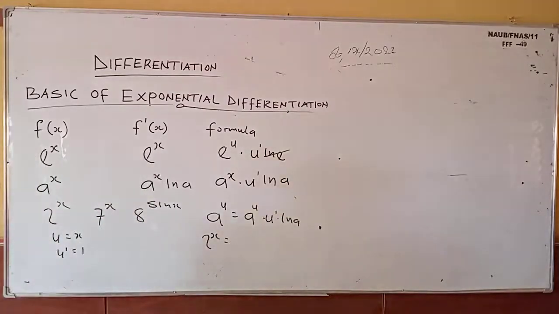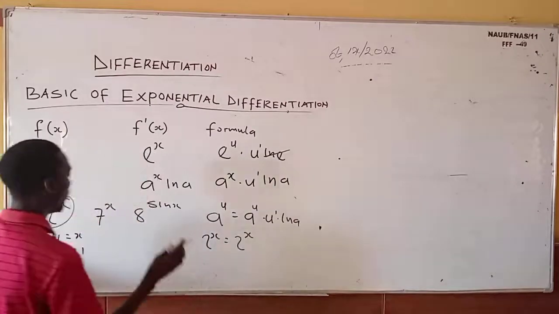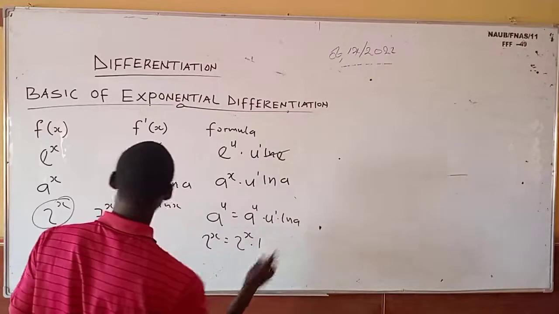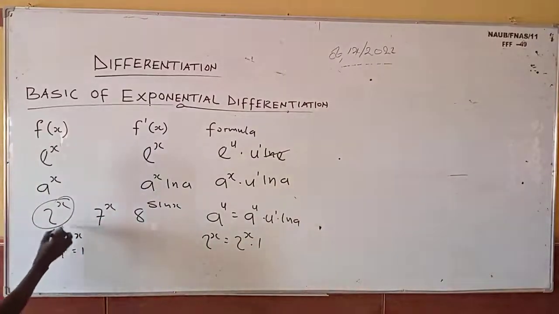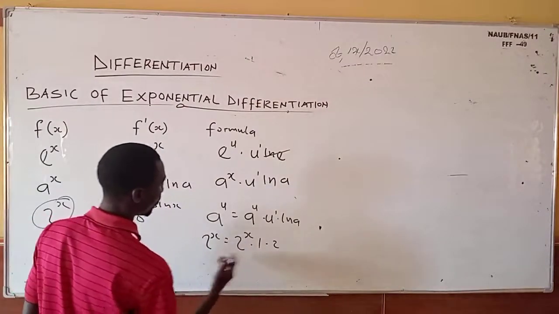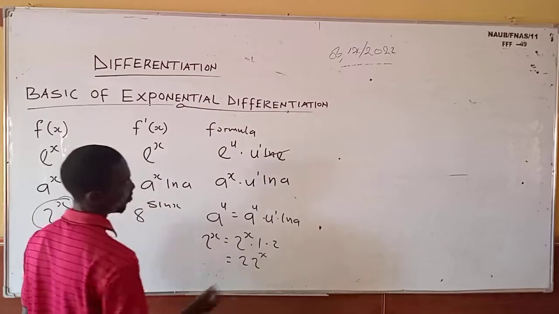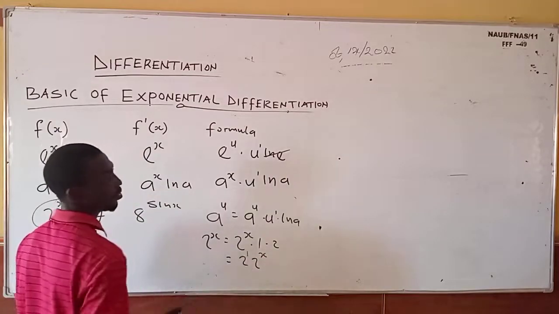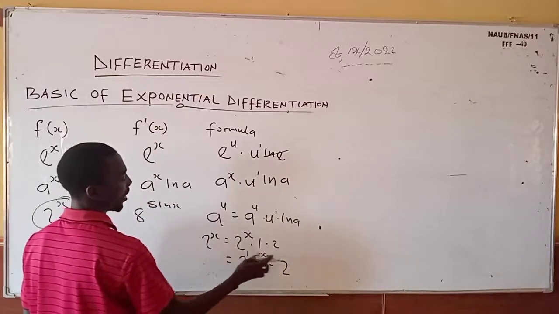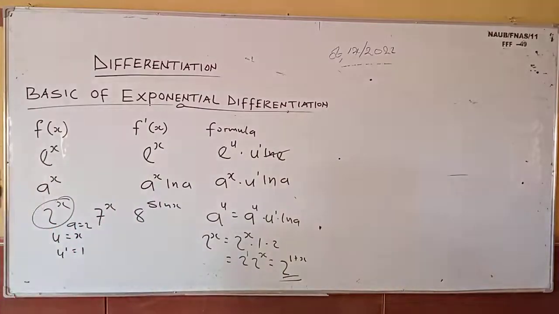So a to the power of u is still your question. Write it back. 2 to the power of u. What is u prime? U prime is 1. Multiplied by 1, ln a. What is a? A is equal to 2. So if you do this, your answer is nothing but 2 to the power of 2s. But can you give the answer like this? No. This one is to the power of 1, so your answer is 2 to the power of, and for indices, you add the powers together, 1 plus s. So this will be your answer.